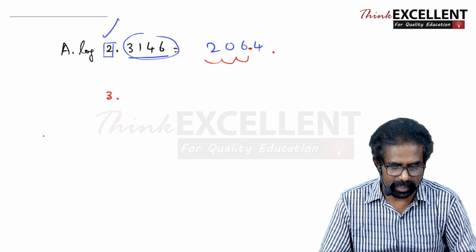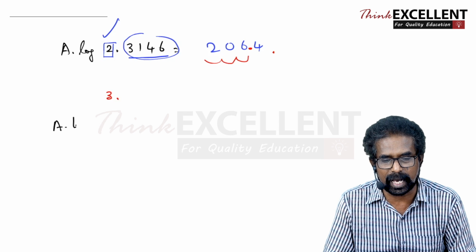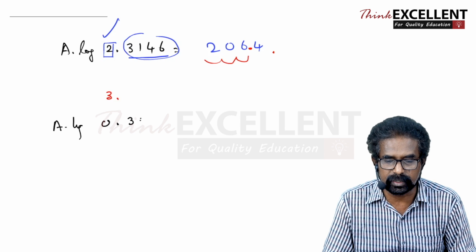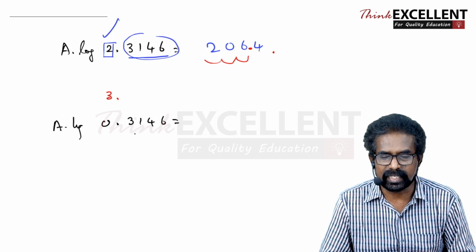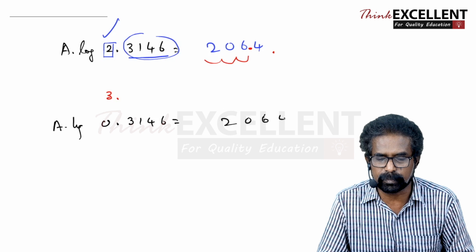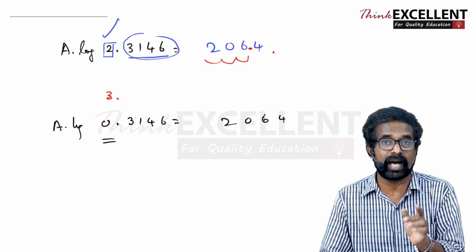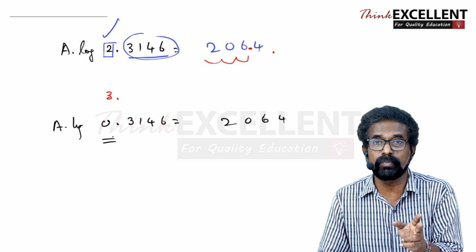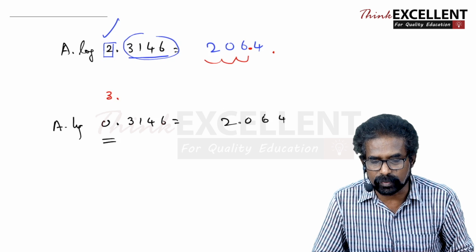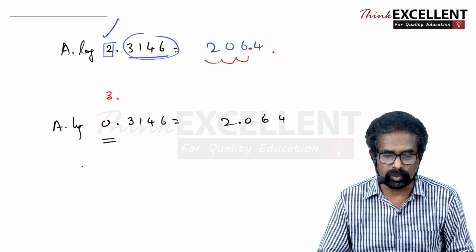Let me explain a few more sums of the same type. Anti-log of, I'm just changing the number alone, 0.3146. So find the anti-log of 3146. You are getting 2064. Where to keep the point? Here 0 means after 1 digit, right? If 2, after 3 digits. Here 0, so after 1 digit. So your answer is 2.064.